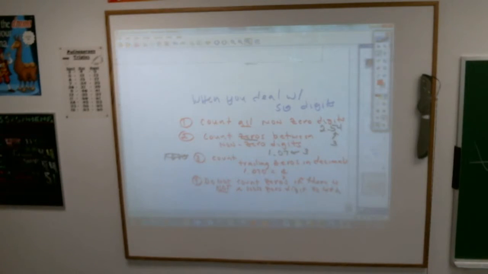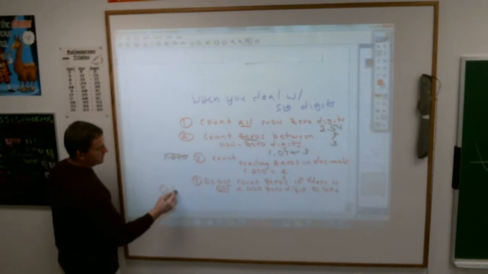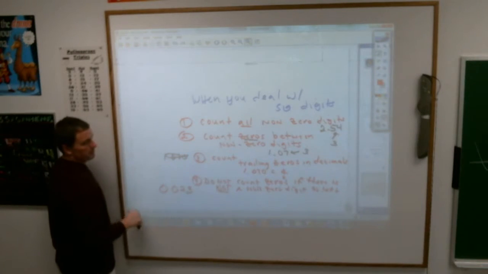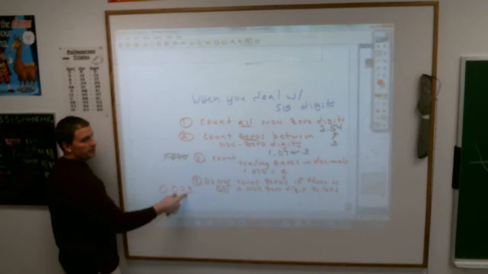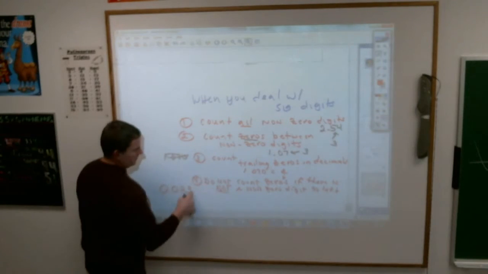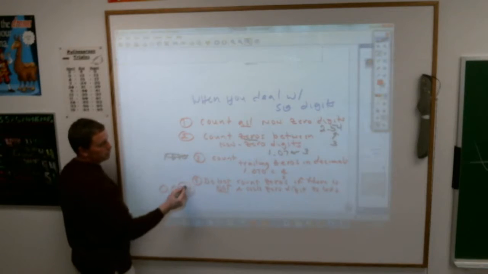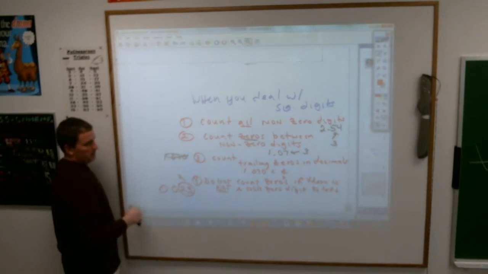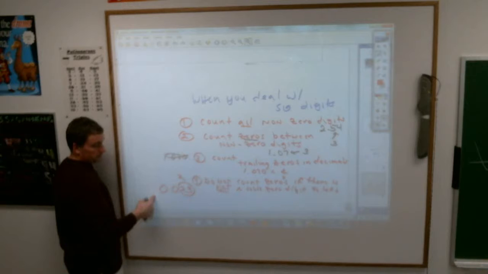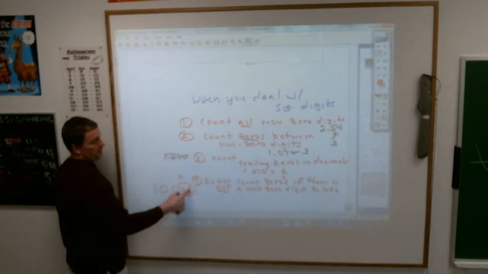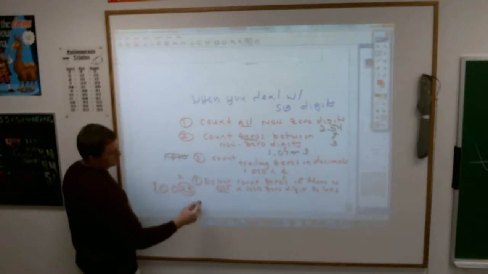If you have this number here, 0.023, you only count the 2 and the 3, because this says in order to count a 0 there has to be a non-zero digit to the left. So this only has 2 significant digits. If there would have been a 1 here, you'd count 1, 2, 3, 4, 5. But no 1, you don't count. You only count those 2 digits there.